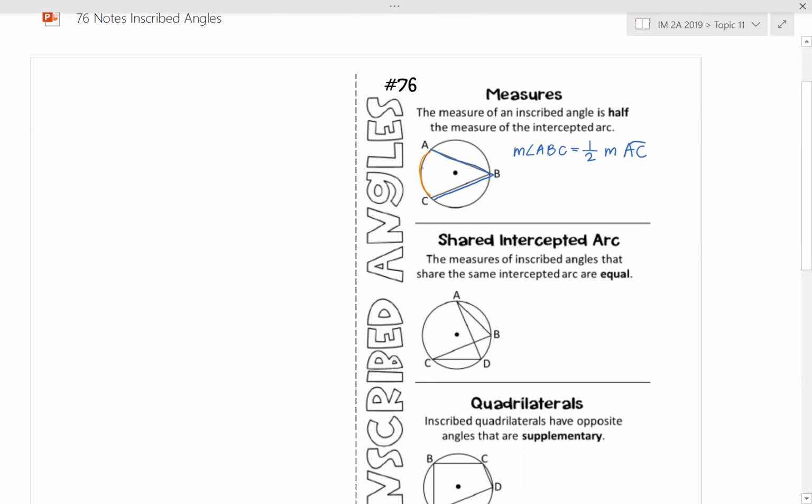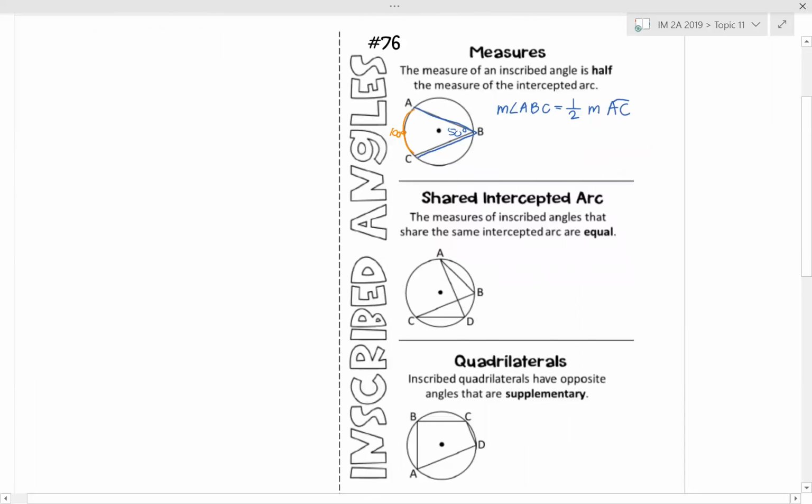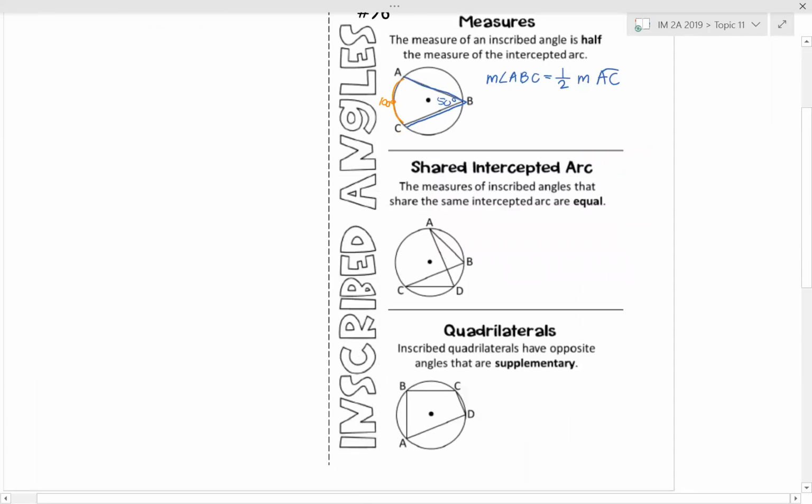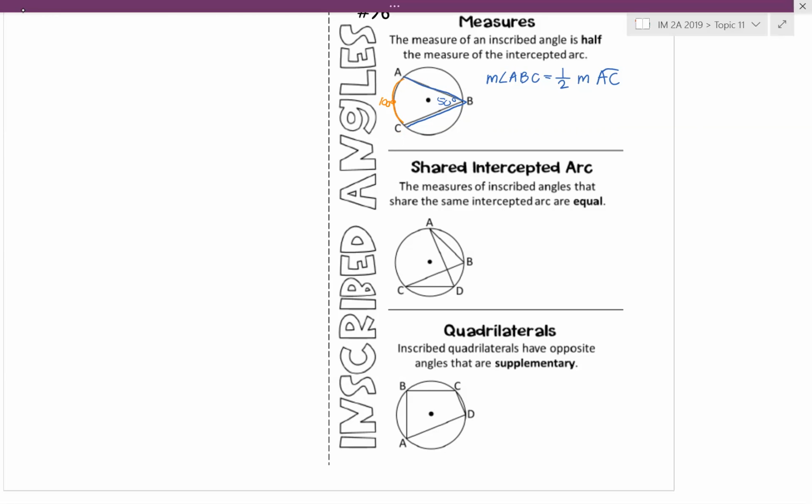So that means that the measure of that angle is half the measure of arc AC. So say that arc AC was 100 degrees. That would mean that angle ABC is 50 degrees. Okay, so that's the relationship between an inscribed angle and the arc that it opens up to. So because of that, if I have two different inscribed angles that share the same intercepted arc, those two inscribed angles are equal.